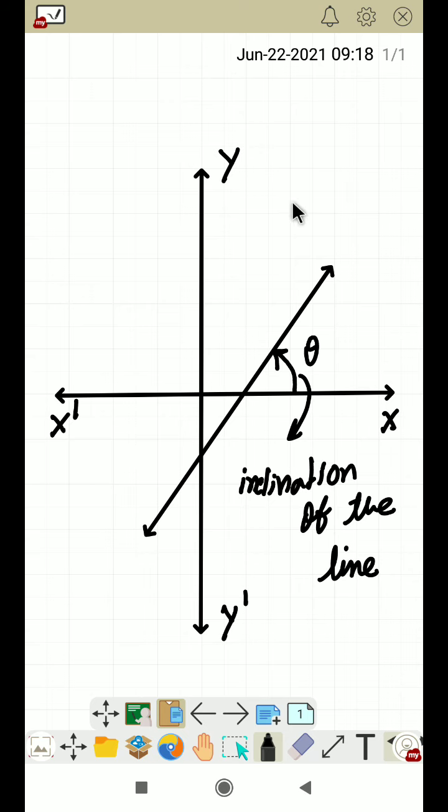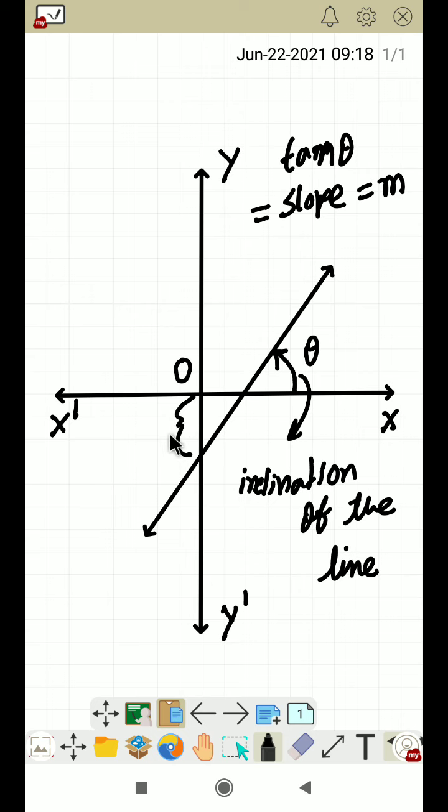The tangent value of this angle, that means tan theta, is called the slope or gradient of the line, and this is denoted by m. And what is the y-intercept? The distance between the origin and the point where this line intersects the y-axis is called the y-intercept, and this is denoted by c.